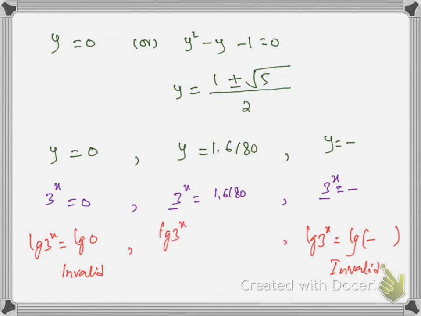So log of 3 power x equals log of 1.6180. Therefore when you calculate, I'm sorry, the right side should be log 1.6180. So x will be 0.483 in three significant figures. This is the way to solve these types of equations.